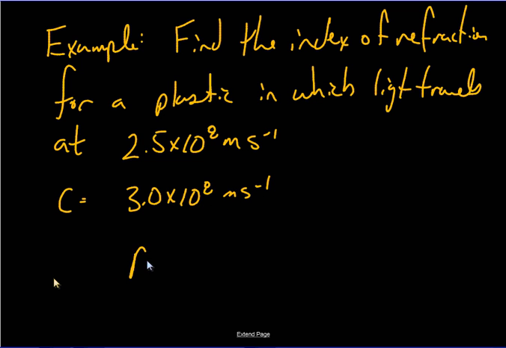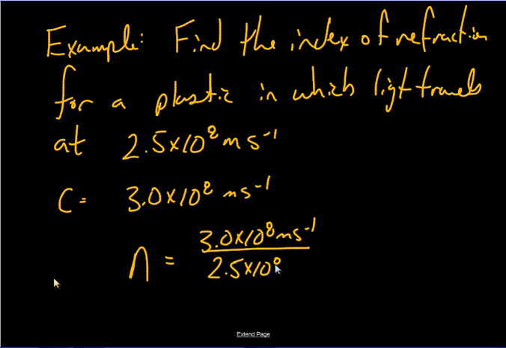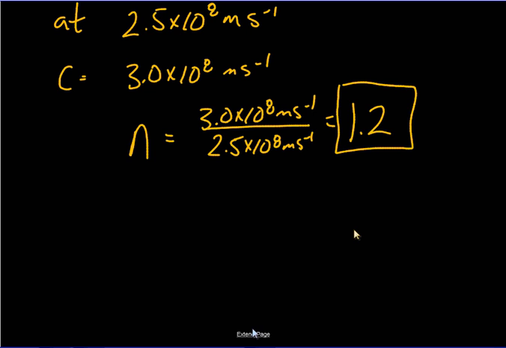So what we would get is that n, the index of refraction for this plastic, is 3.0 times 10 to the 8 meters per second, so c over v, the velocity in that medium. And the value you would get is 1.2. There are no units. Meters per second would cancel out, so it's just that ratio. The coefficient of refraction is 1.2. And that is it for today.